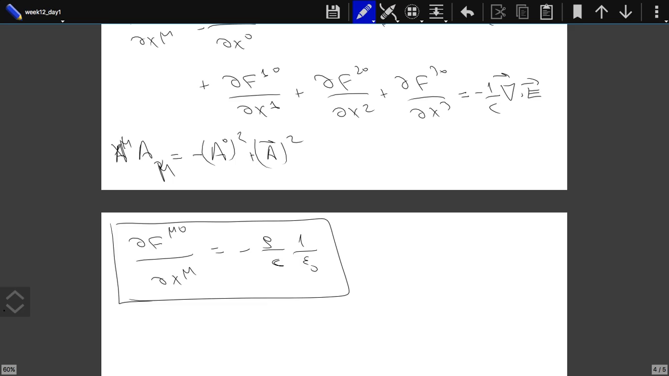This is my first Maxwell's equation, written in terms of this F mu nu, the Gauss law. Now let me look at nu is equal to 1. And then we can give a break.